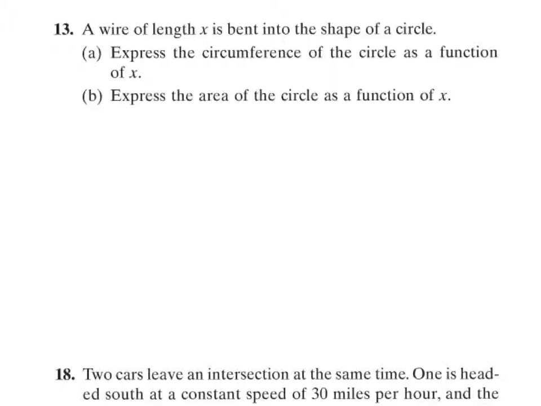All right? So what is the circumference of a circle, by the way? Yeah. So the circumference is 2 pi r. Now, what is the circumference of the circle in this case? Yeah, it's just x. So x equals 2 pi r.